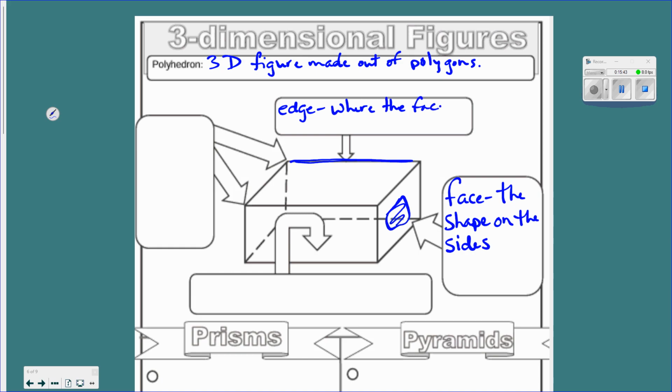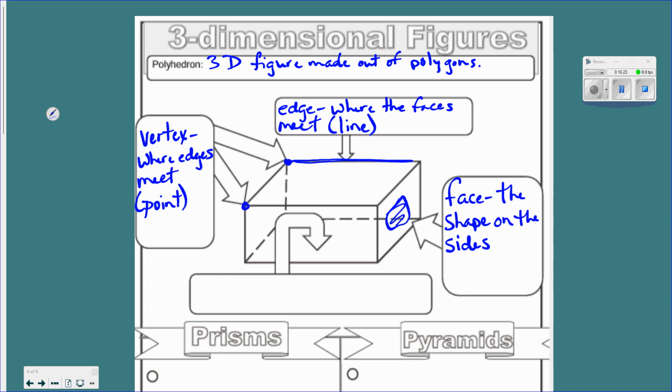And the edges are always going to be a line. And then the last one that we've already given you, where those edges meet, is called the vertex. The vertex is always going to come down to a single point. So those single points on the edges, where those edges meet, that is what we call the vertex.